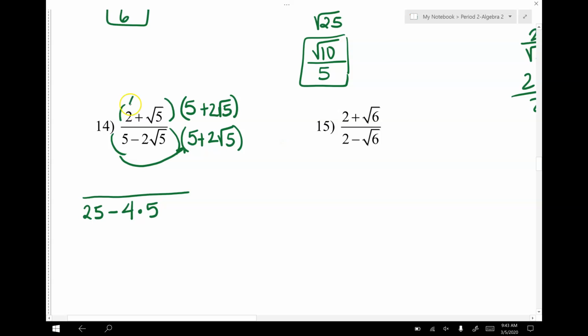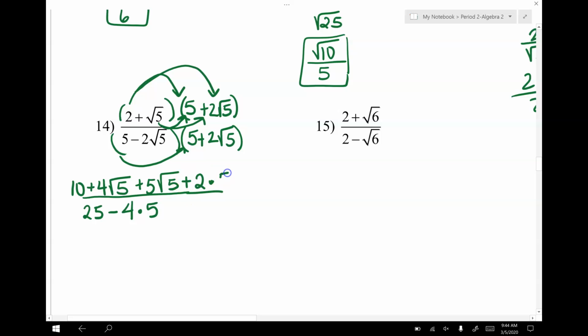No. So we have to FOIL this slowly. Okay? Here we go. 2 times 5 would be what? 10. 2 times 2 rad 5 would be? 4 rad what? 4 rad 5. Okay. And remember, only the rad numbers can multiply with the rad numbers. Now, in the middle, rad 5 times 5 would be? 5 rad 5. In the end, 5 rad 5 times 2 rad 5 is what? 2 times 5, which you did say 10, and you are right.